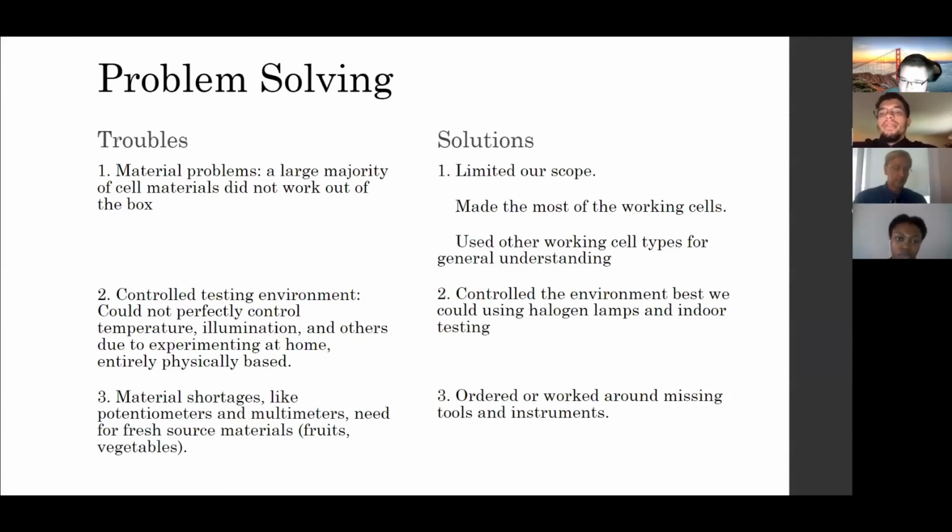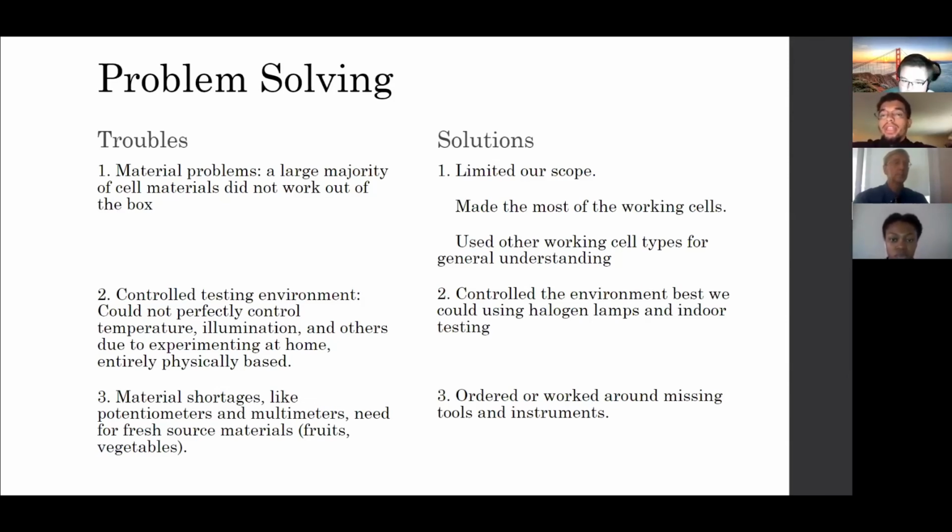A second problem that we came across was our controlled environment. We could not perfectly control our temperature or our illumination. So to get past this problem, we decided to control our environment by using halogen lamps and indoor testing to control our temperature, because in Florida, the temperature was going above 95 degrees, and solar cells do not function efficiently at 95 degrees. They function better at 20 degrees below that temperature.